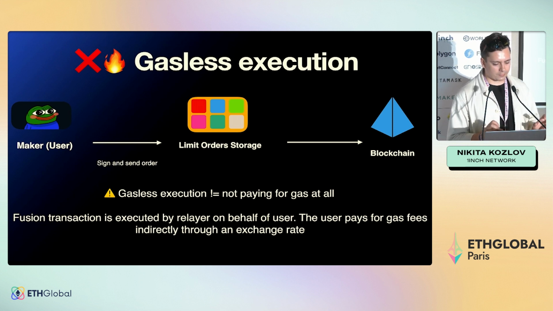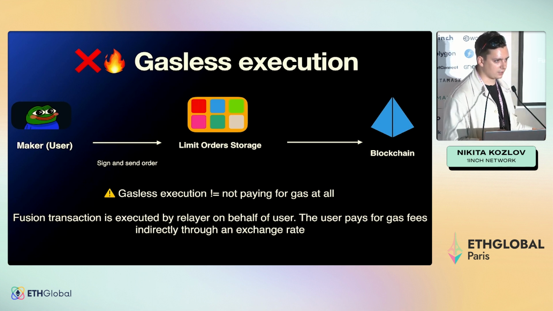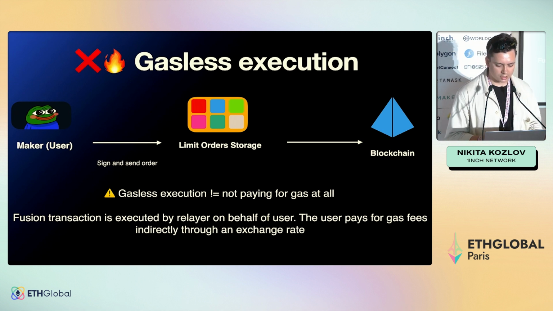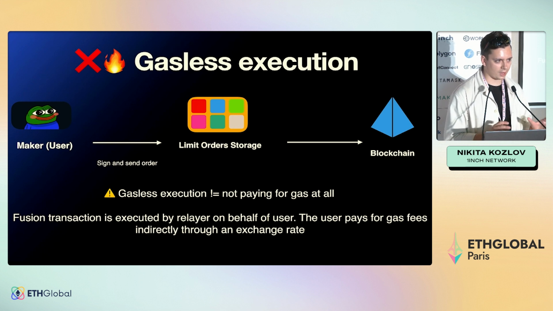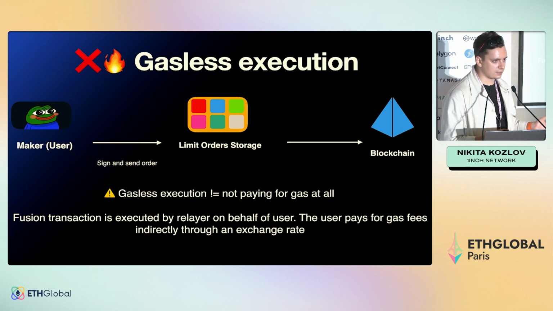After you did the permit or you made an approve, you just need to sign this transaction, the auction, and send it to the backend, to the limit order storage. And after that, it will be actually shared with the resolvers, with the entities. They will be fighting for your order, trying to fill it, and they will be paying for gas. So as you can see, it's a bit gasless, but it's not gas-free.